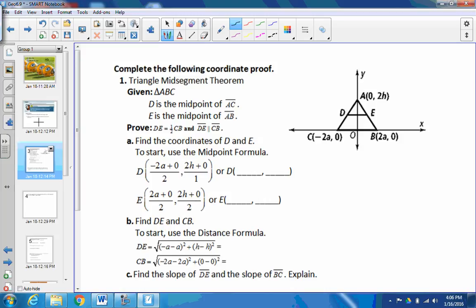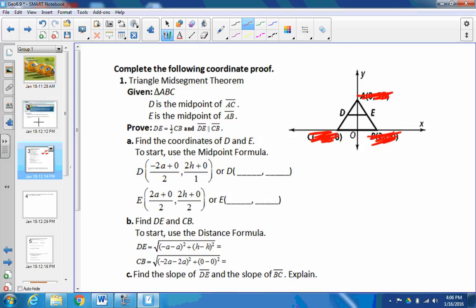It says we're given triangle ABC. D is the midpoint of AC, and E is the midpoint of AB. So that's all on our lines here. And we're trying to prove that DE is 1/2 of CB, and that DE is parallel to CB. That's what the triangle midsegment theorem says.